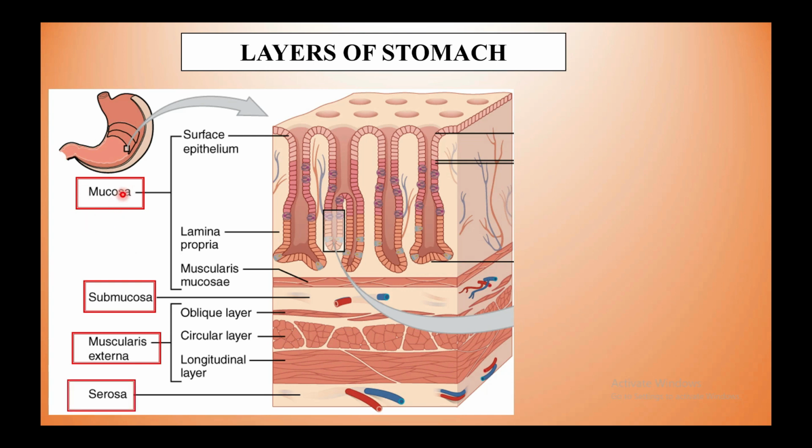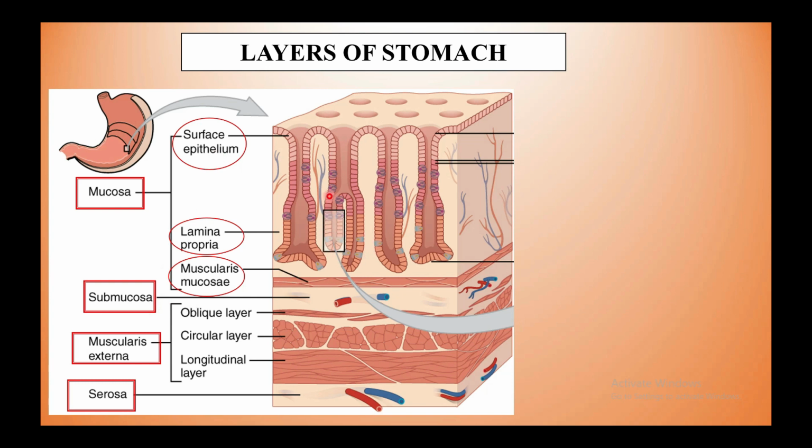Again, we can differentiate the mucosa into three layers. The first is the surface epithelium, and after that there are the lamina propria and the muscularis mucosae. These are the important layers that come under the mucosa. So in total we can say there are seven layers of the stomach: mucosa, submucosa, muscularis externa, serosa, surface epithelium, lamina propria, and muscularis mucosae.